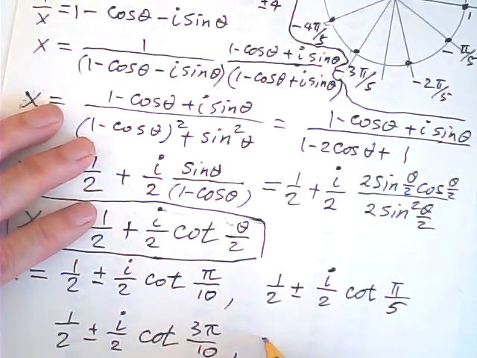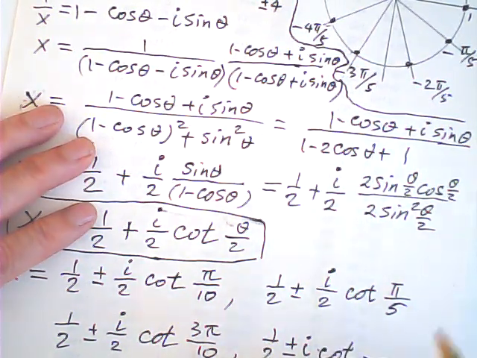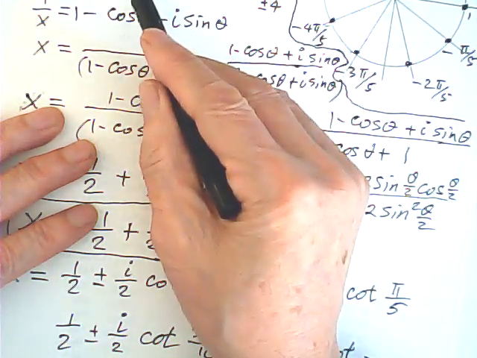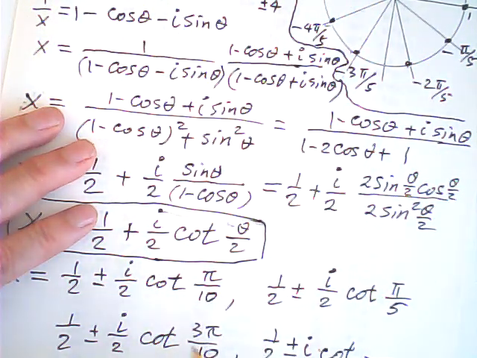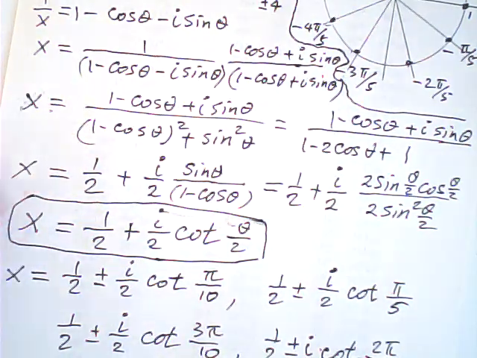Then plus or minus half cotangent 4 pi over 5 over 2 is 2 pi over 5. Right?